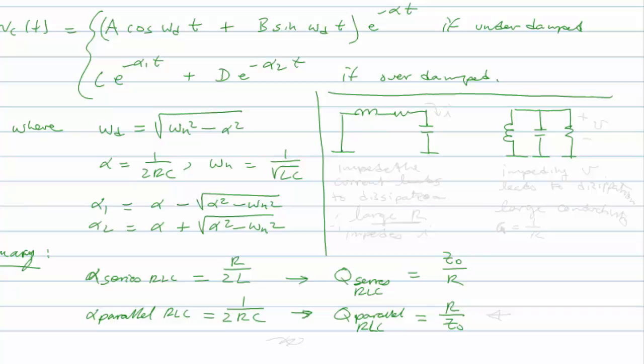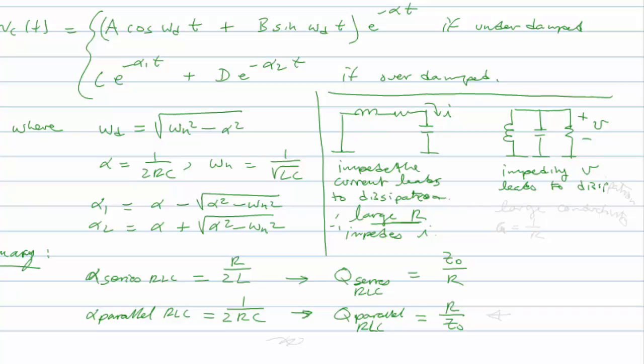Now, in the first case where I have series, what's in common is I. And to extinguish the interchange of energy, the oscillation, I need to impede the current, which leads to dissipation. I don't know if that's the best way to put it, but therefore a large resistance, large R, impedes I. And that's what we see in the first case for the series RLC. A large R gives you a low Q, meaning there's not going to be much oscillation.